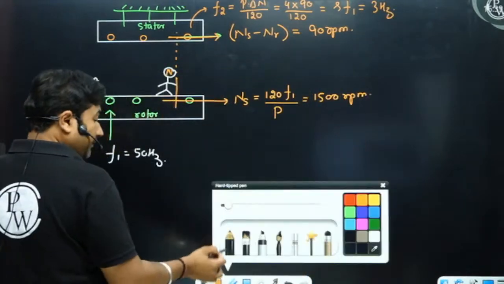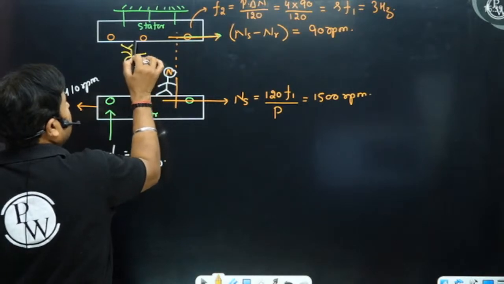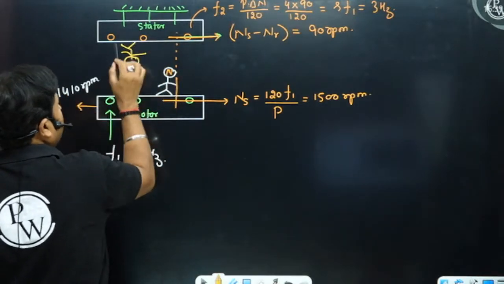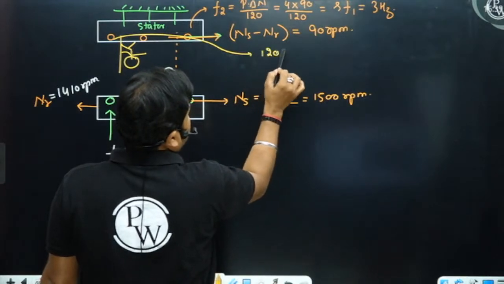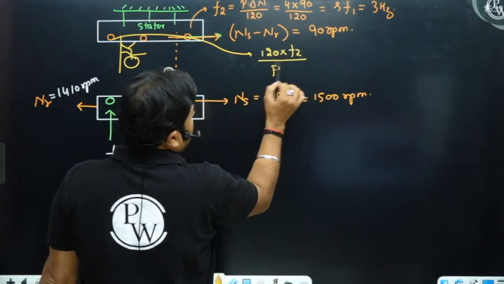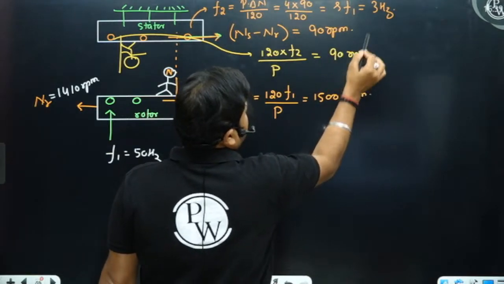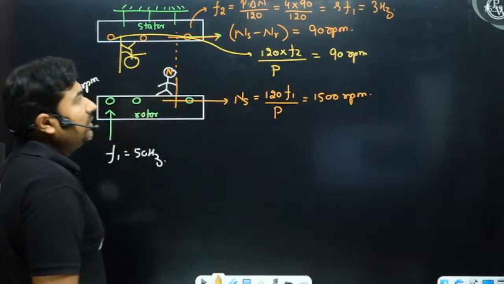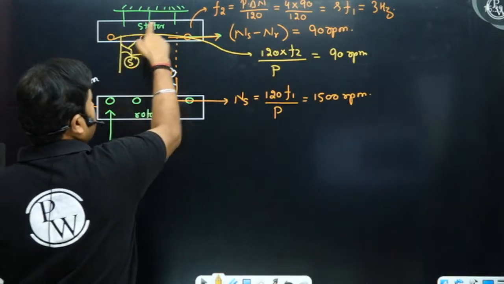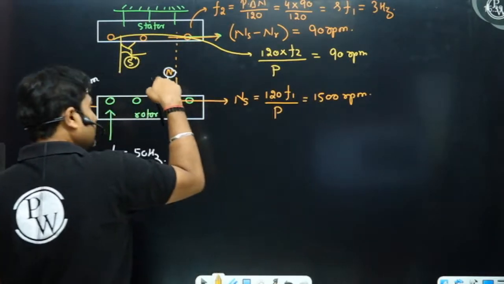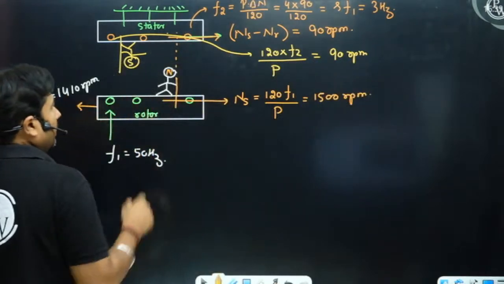Because of the 3-phase stator, there will be a stator flux which is also rotating with respect to the stator body. It will rotate at a speed of 120 into F2 by P, which equals 90 rpm again. When you put F2 as 3 and 4 pole, it will be 90 rpm. So what is the speed of stator flux with respect to the stator body? 90 rpm. What is the speed of rotor flux with respect to the stator body? 90 rpm.